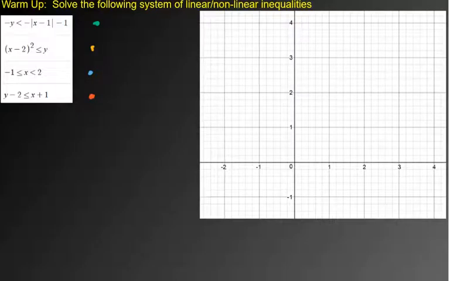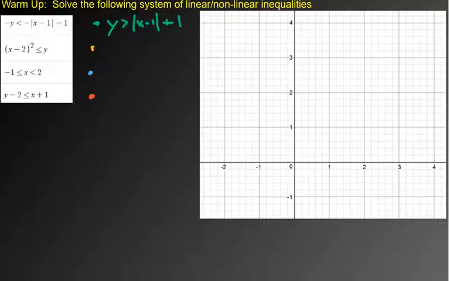For most of these equations here, we don't really need to do too much in order to graph them, but I would simplify the first one a little bit. If you divide by negative, you would get instead y greater than absolute value of x minus 1 plus 1. And that's the form that I would graph it in. The second one I like, the third one's fine, and the fourth one's fine, really, because it's just point slope.